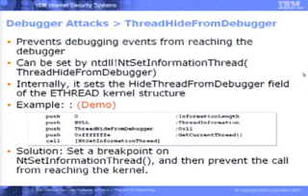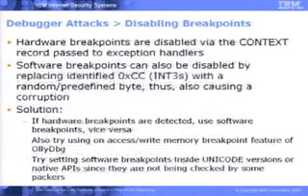So the solution is just to set a breakpoint on NtSetInformationThread and prevent the call from reaching the kernel. You can set the EIP when you are in NtSetInformationThread. So, disabling breakpoints. Some packers also try to disable breakpoints. Some packers try to disable hardware breakpoints by setting the context registers. So they do it by the context registers.